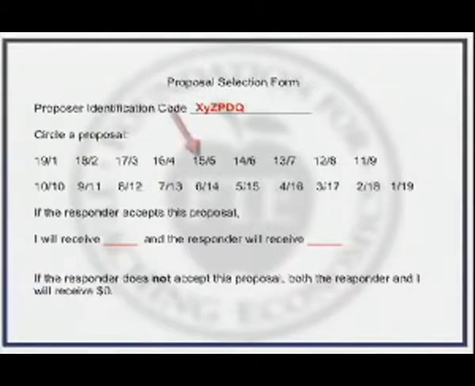The first number in the combination is the amount the proposer will keep, and the second number is the amount that will be given to the responder, if the responder agrees to the proposal. The important point for proposers is to understand that if the responder rejects the agreement, neither of them gets anything. Their payouts are a big fat zero.